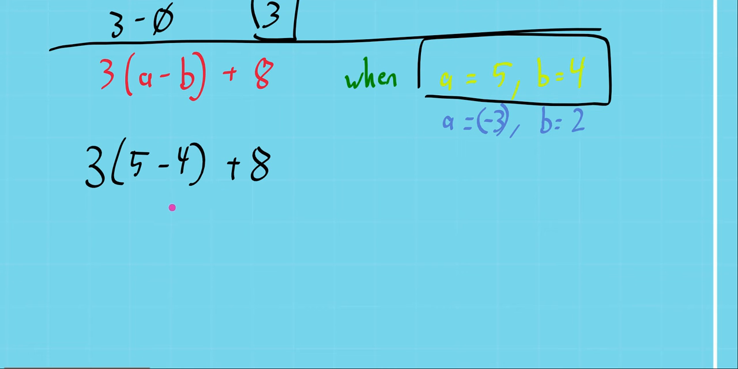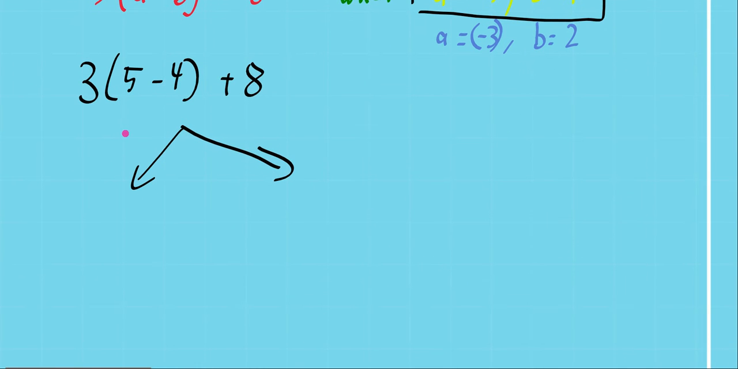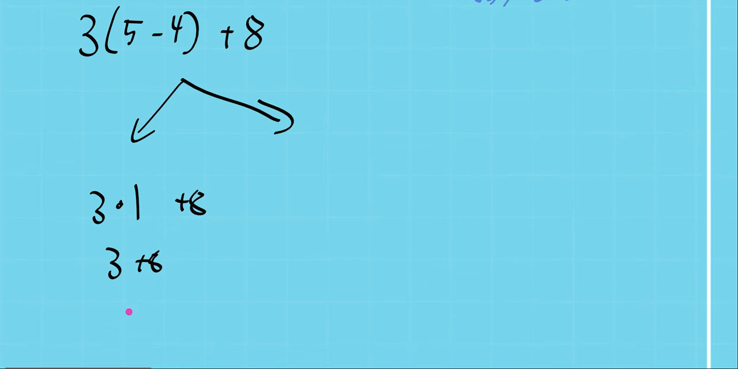Now we can do this, we have kind of two paths here. One is to do 5 minus 4 inside the brackets, which is what you should do. I mean, you should do your brackets before you do anything else. So 5 minus 4 is 1, still multiplied by 3, still having 8 added to it. 3 times 1 is 3. We get 11. This is the way that I would recommend you do.